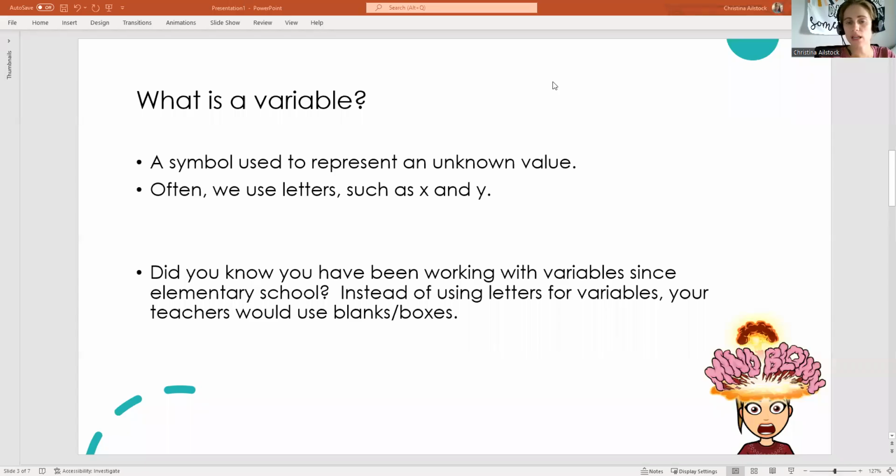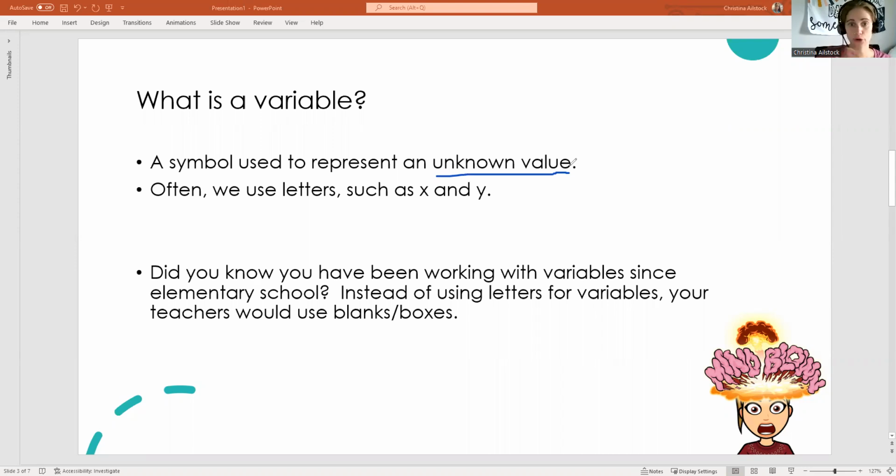All right, before we get into our next portion, I want to briefly talk about variables, because for the rest of the video, you're going to see variables in the questions. So what is a variable? A variable is any symbol that's used to represent an unknown value. So it's some value that we don't know what it is.